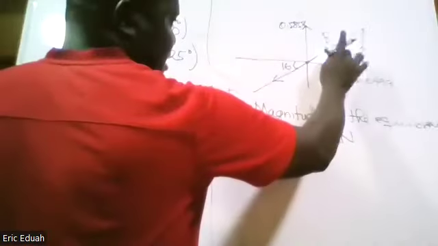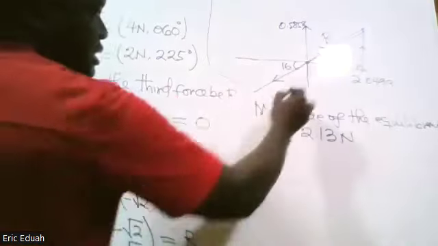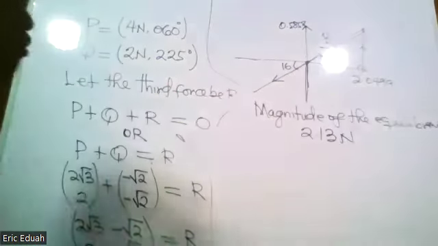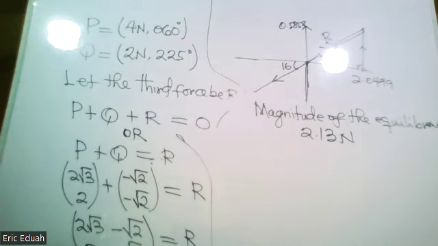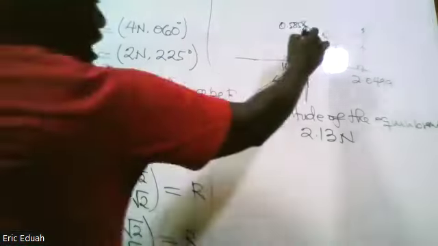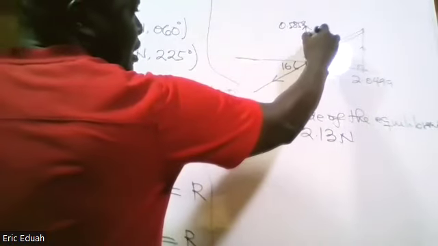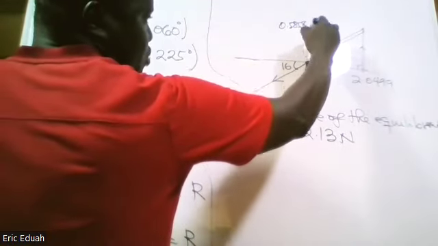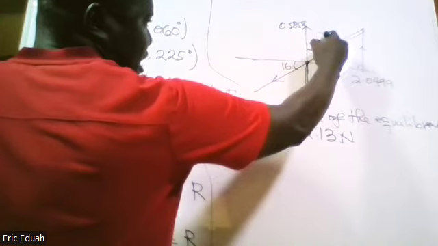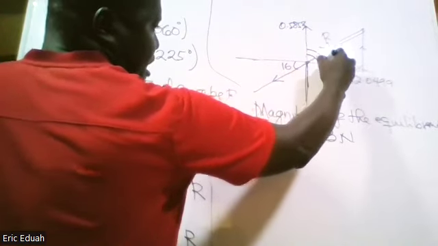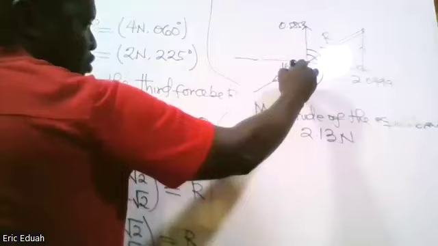Because this is 16, this is also 16. Now, if I want to measure the equilibrant from the north, meaning I have to stand at the north, through what angle do I have to turn to get the direction of the equilibrant? I have to turn through this angle.